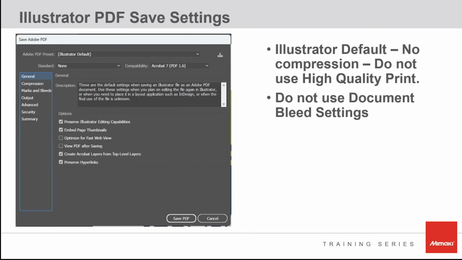Also want to point out that the Illustrator PDF save settings are important. Please don't do any compression. I like using the Illustrator default. And please do not use the high quality print. Usually what that does is break it up into a whole bunch of little squares. Also, if your document has bleed settings on it, please turn that off because it will affect your artboard size.